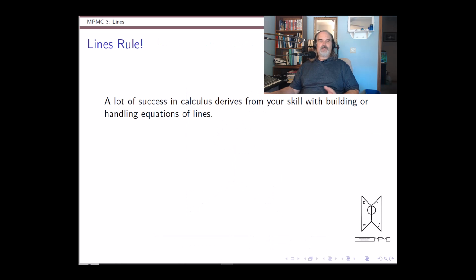So let's talk about lines, because as I mentioned, as you're taking calculus, you need to be able to deal with lines. There is no way around it. Fortunately, lines are relatively straightforward. So the equation of lines that you are certainly the most familiar with is what we would call the slope-intercept form, y equals mx plus b. Everybody knows this one, right?